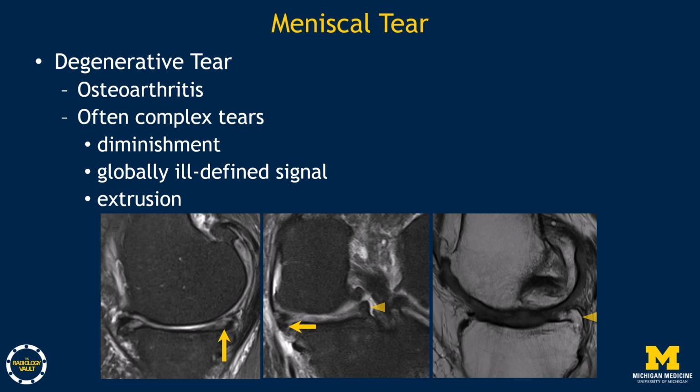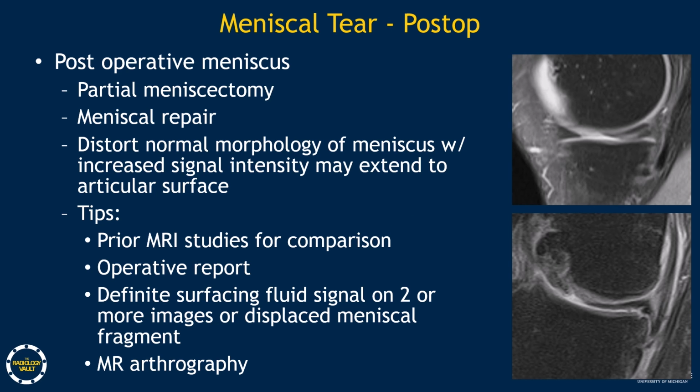Imaging evaluation of the post-operative meniscus can be challenging as it may appear as distorted normal morphology with increased signal abnormality extending into the articular surface, such as seen in this case. The tips include prior MRI study for comparison, a detailed operative report, and definite surfacing fluid signal on two or more images or displaced meniscal fragment. Sometimes MR arthrography may be required to make a definite diagnosis.